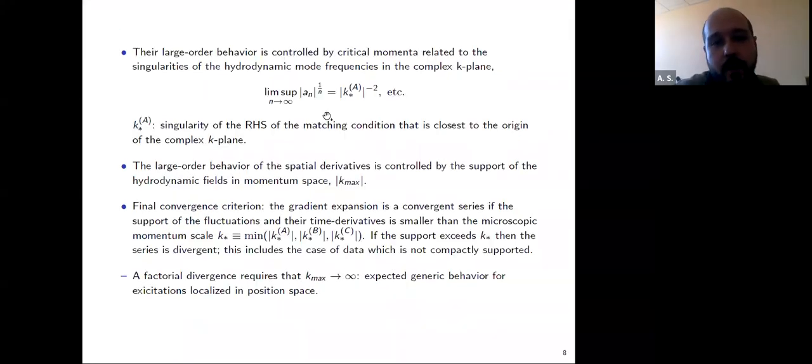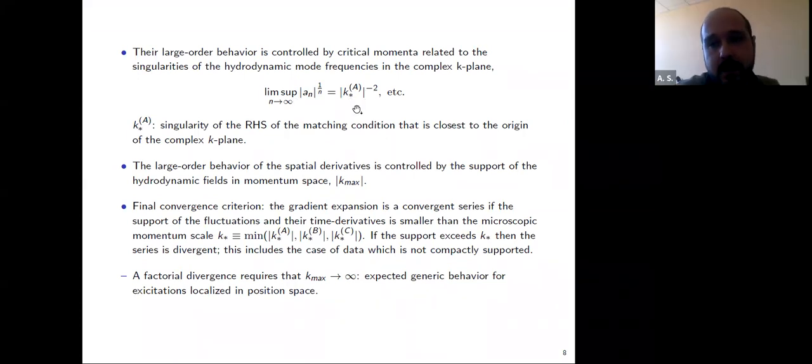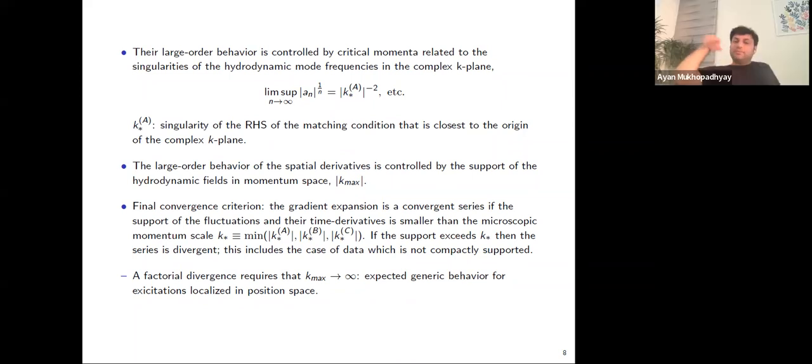Now, the singularity doesn't have to be real, but what controls the large order behavior is the norm. Okay, it's the mod. Yeah, exactly. It's a norm. From the behavior of the transport coefficients, is there a way to find the location on the complex plane where it is?